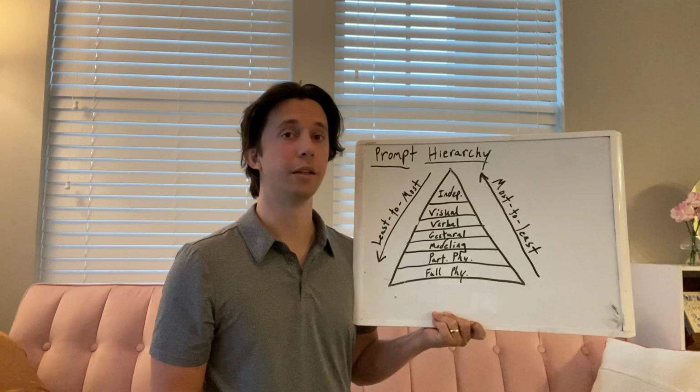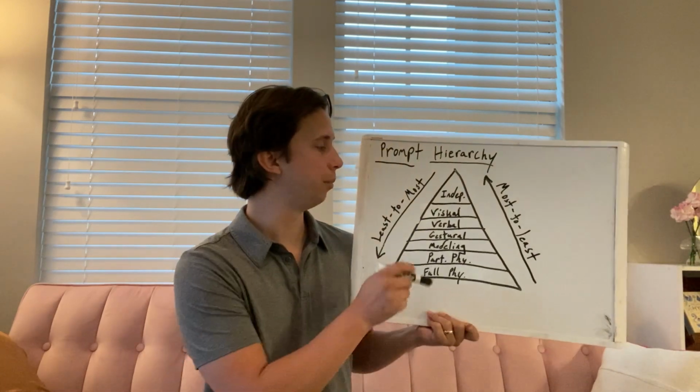The second least intrusive prompt on the prompt hierarchy would be verbal prompts. A verbal prompt is a prompt telling the learner the answer or giving some kind of verbal cue, such as a beginning sound, which would be a partial verbal prompt, or giving the whole cue, which would be a full verbal prompt. An example of a verbal prompt will be provided in the following video. In this video, I'm going to demonstrate a partial verbal and a full verbal prompt.